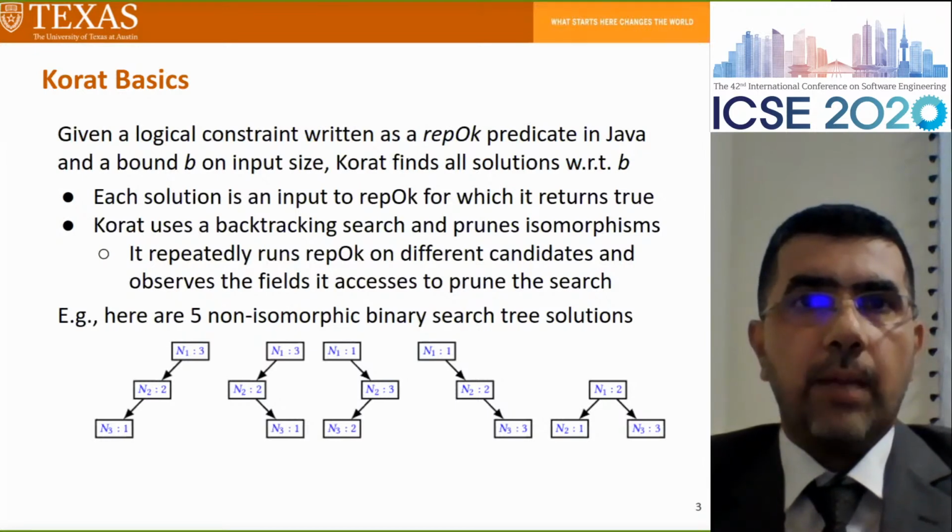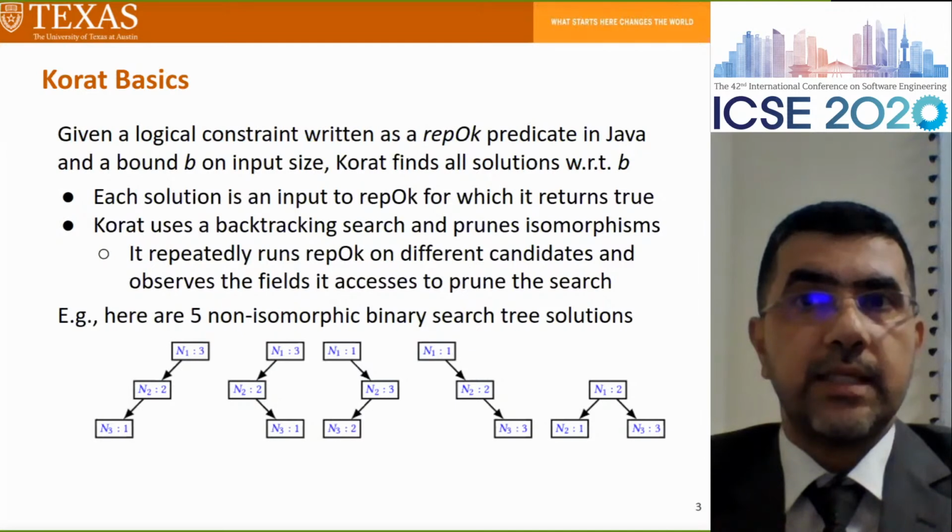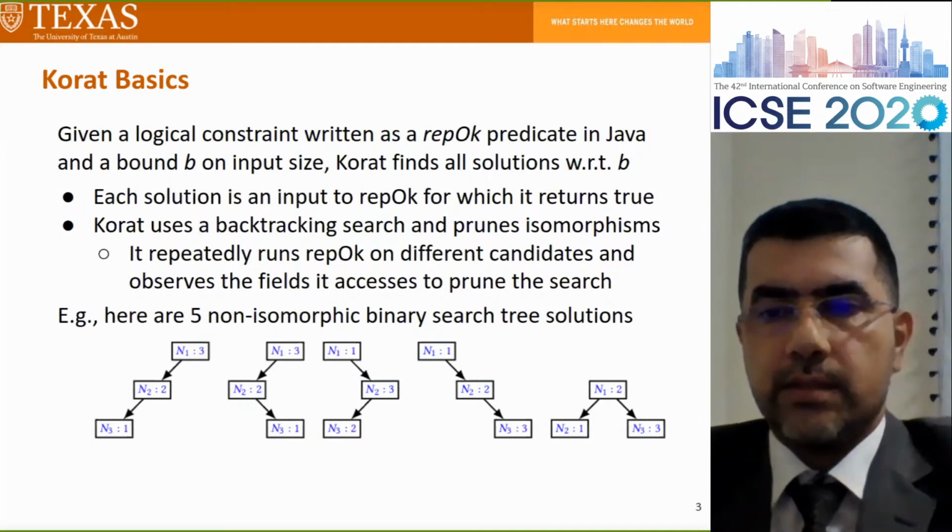Here in this example, a binary search tree example, Korat enumerates 5 solutions. Each is a valid non-isomorphic binary search tree with exactly 3 nodes.